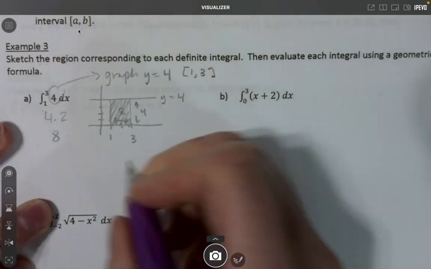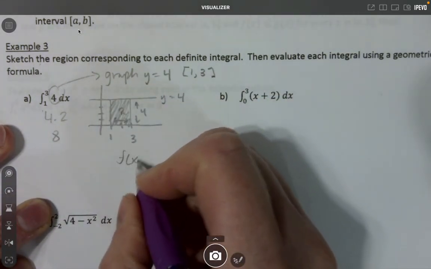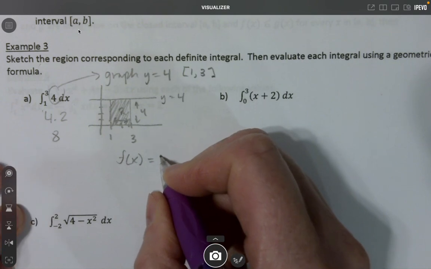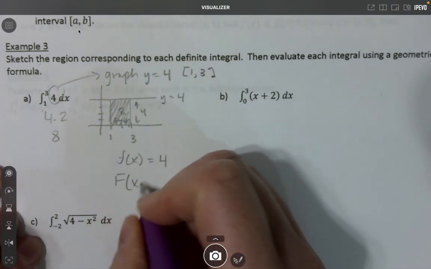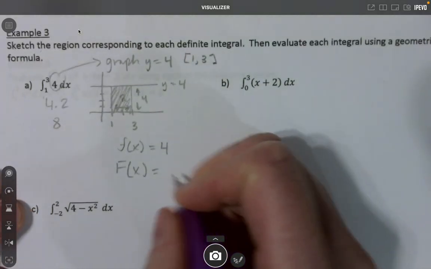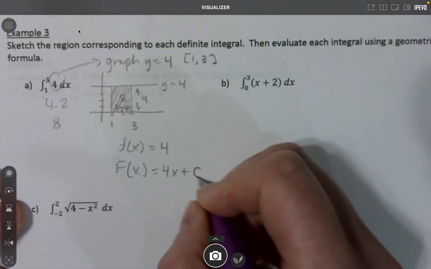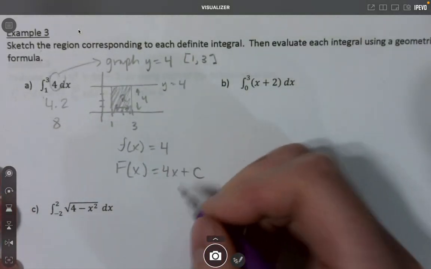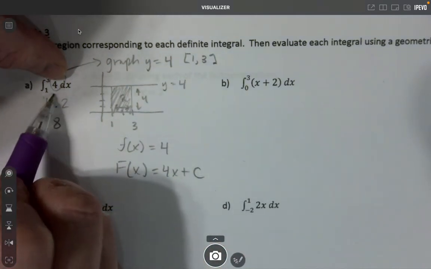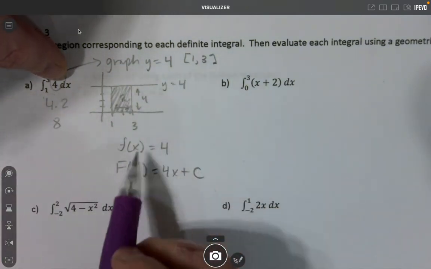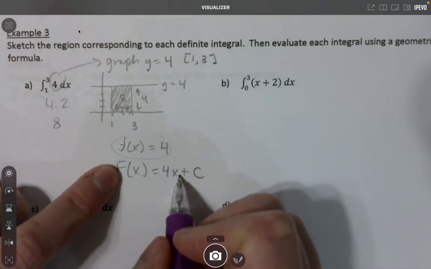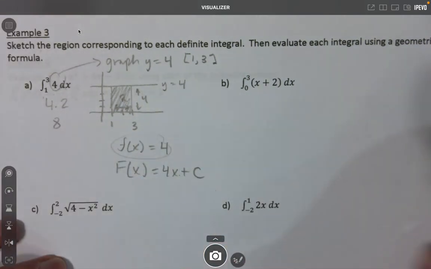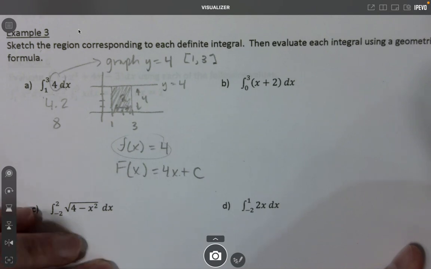So let's remember here that we're looking at f of x equaling 4. And then our capital F, our antiderivative, would really be 4x plus c. Okay, so we want to be thinking about what's going on here, because this says 4 dx and I'm integrating that. This is the thing I already have, my derivative, and this one would be my antiderivative. So just keep that in mind as we work through this.